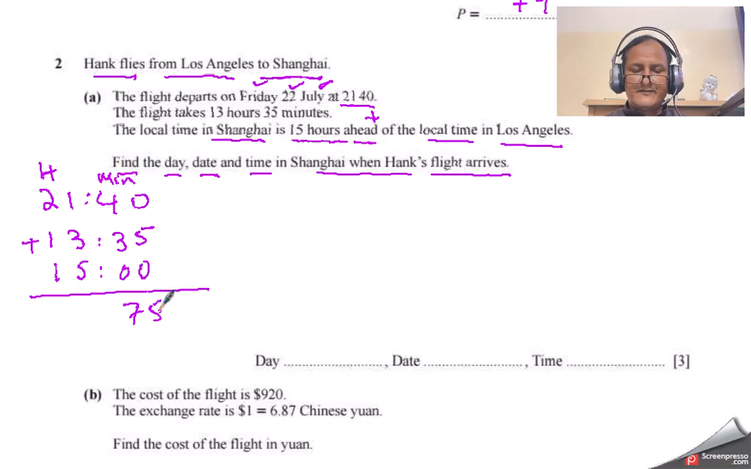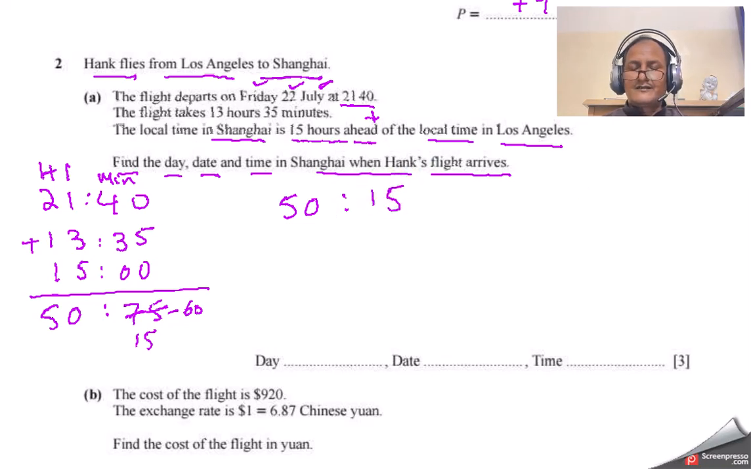75 minutes means we have 1 hour and 15 minutes, because we subtract 60. So when we add the 1 hour to the hours, the total time is 50 hours and 15 minutes. 50 hours and 15 minutes doesn't make any sense as an arrival time.